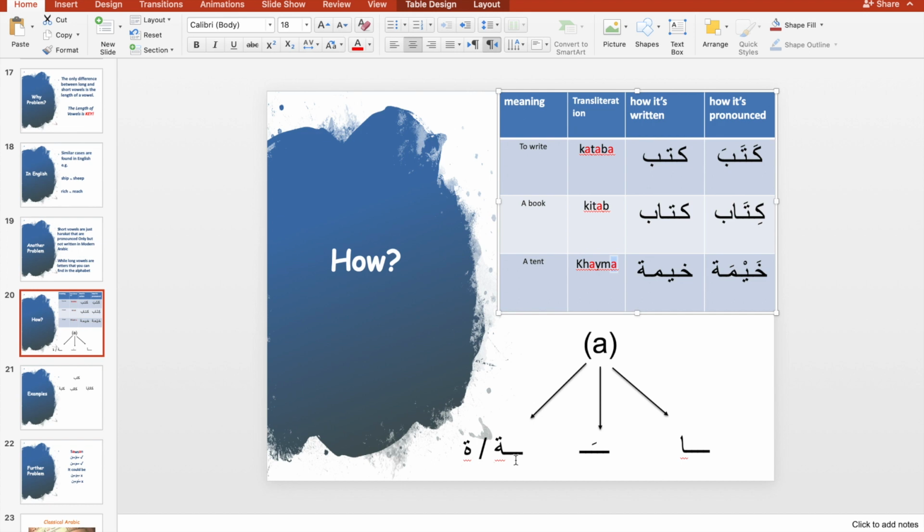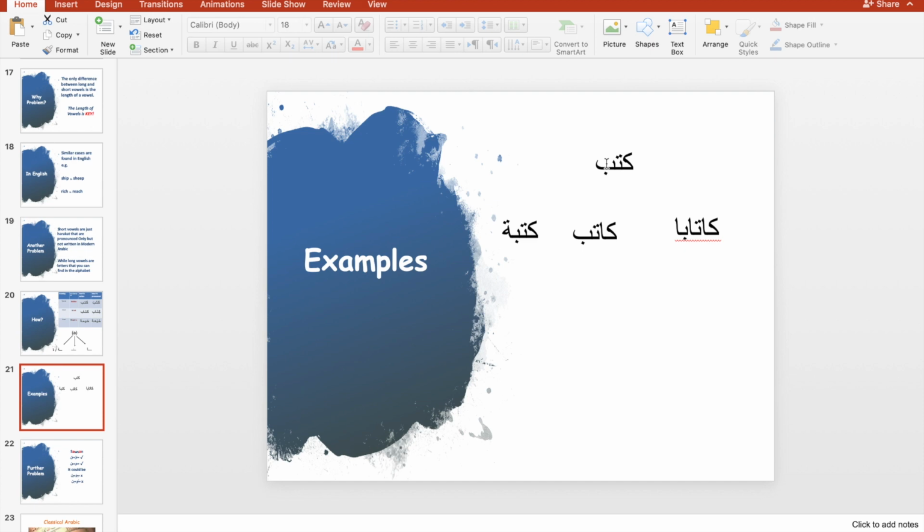So a learner would ask, what should I write? A short vowel or a long vowel or even ta marbuta? As teachers, we see mistakes like these. So kataba sometimes is written like ka-ta-ba or ka-tab or kataba. Now this is a very huge mistake in Arabic because a verb will never ever have ta marbuta at the end. Remember, ta marbuta is only for nouns and adjectives.